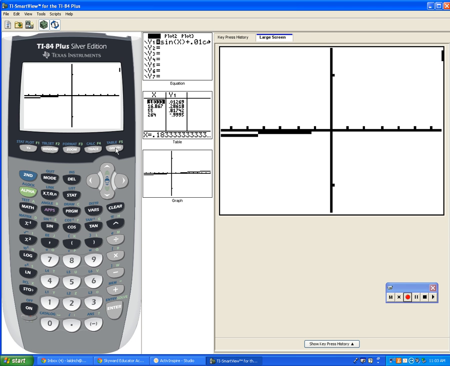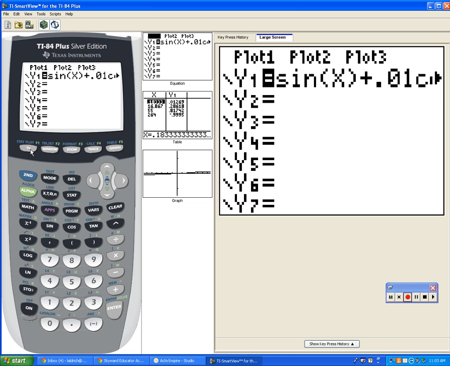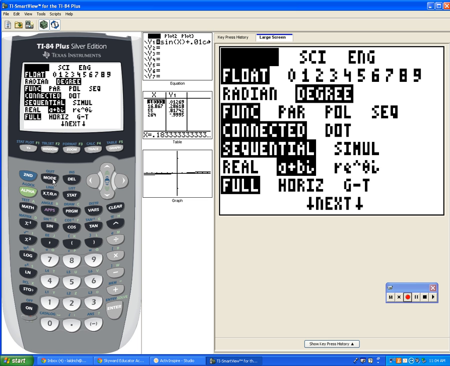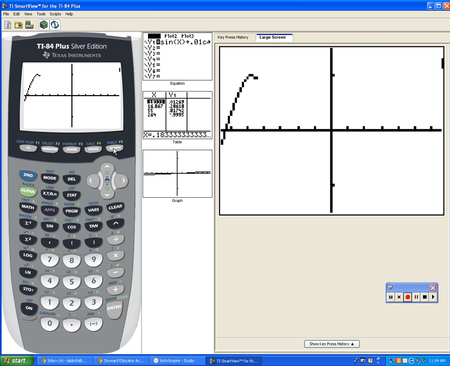Why is that? Did I type something wrong? Isn't it like sine of x plus 0.01 cosine of... Mine looks like a fluorescent. That never happened. That's why my other thing wasn't working either. I was in degrees the whole time.